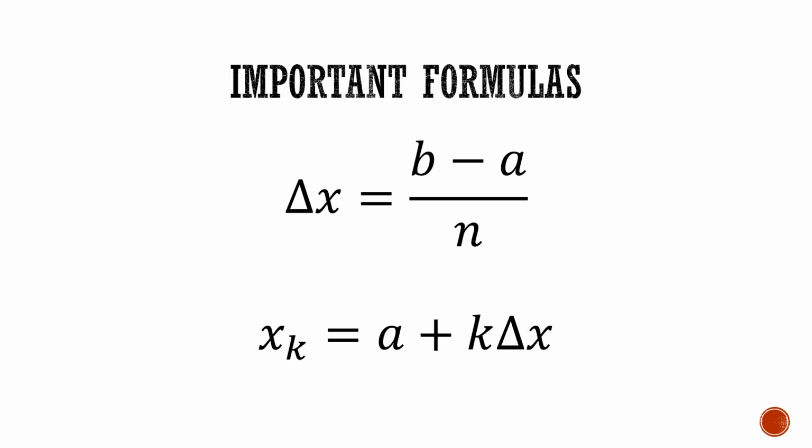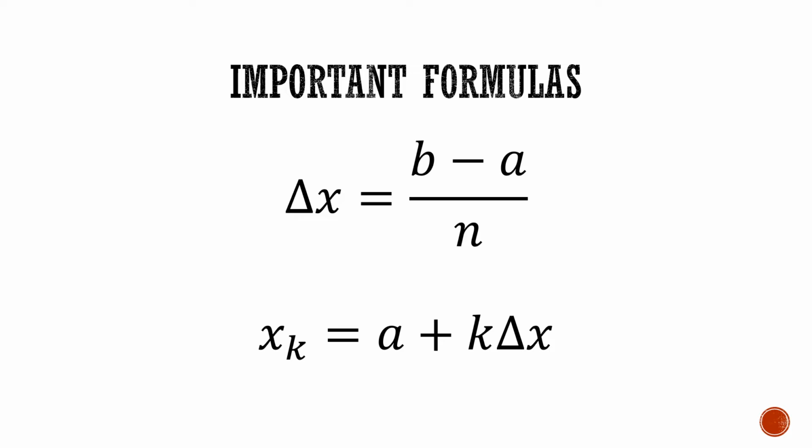The first one is delta x equals b minus a over n. That's basically telling you the height of each rectangle. So if you're on some interval from a to b, and they tell you how many subintervals you have, you take your interval endpoints, subtract them, so b minus a, and then you divide by n, which is the amount of subintervals you need. That will tell you the length of each subinterval. In other words, it will tell you the height, or sorry, the base of each rectangle.